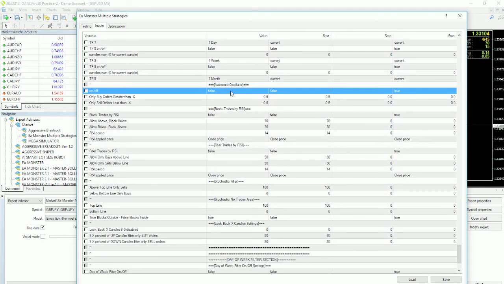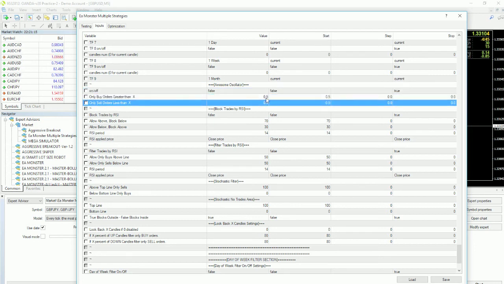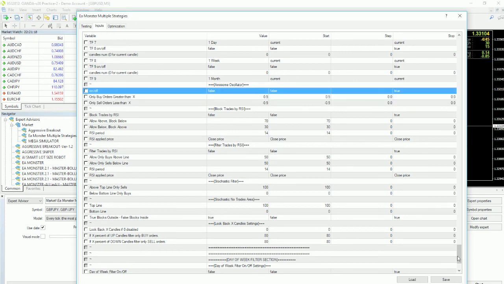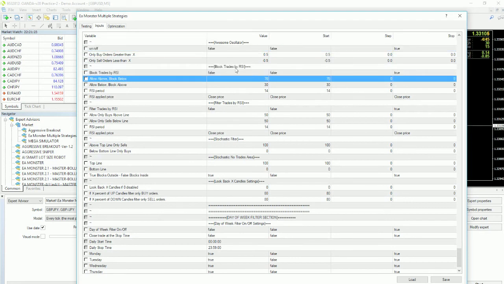Okay, awesome oscillator. If it's above this level, it will allow buys. If it's below this level, it will allow sells. I don't use it much. Maybe you like it. You can use it.